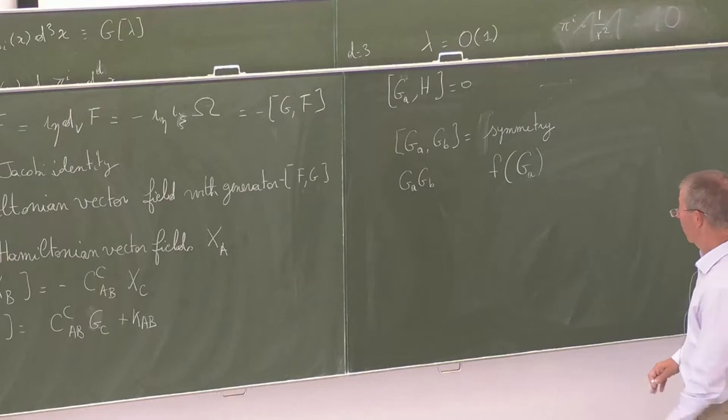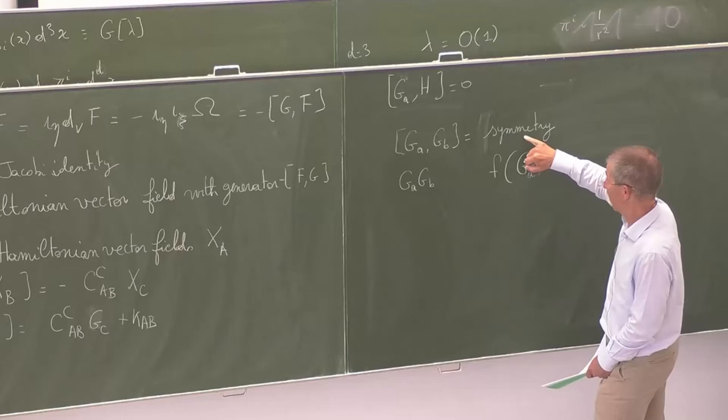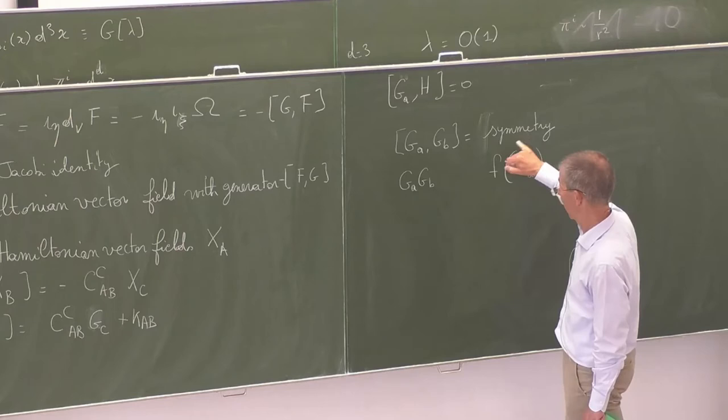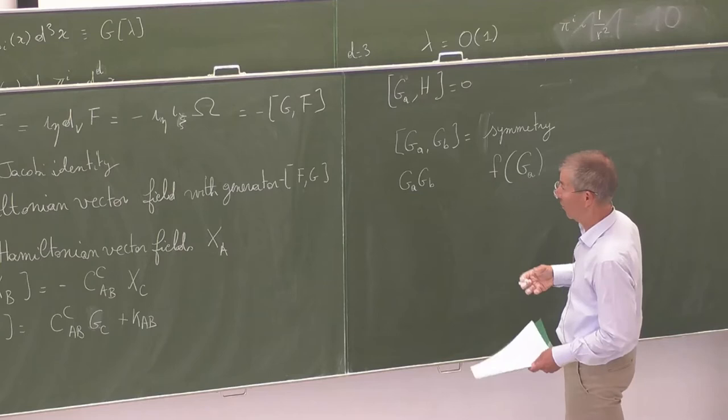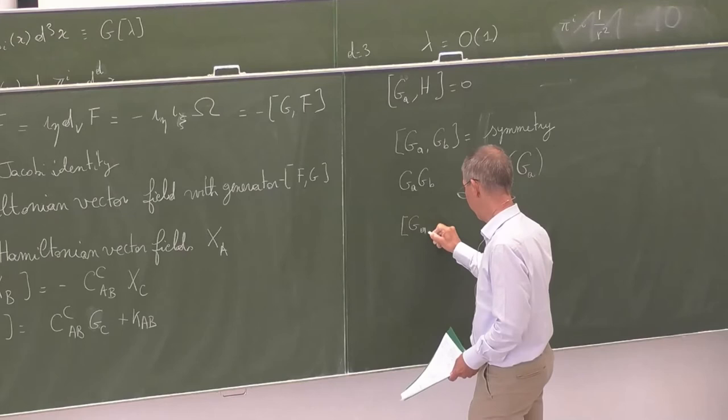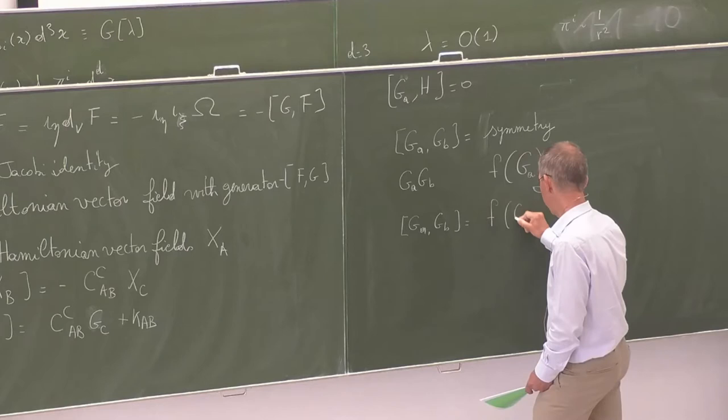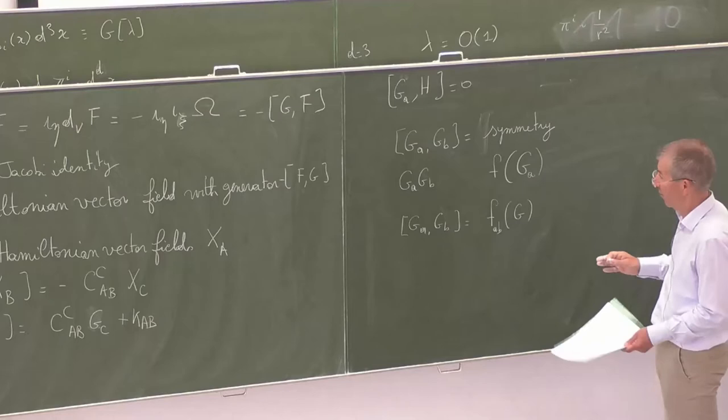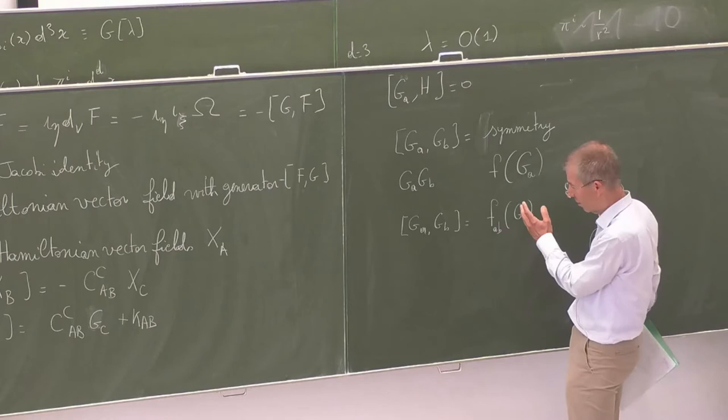So because of that, and because the bracket of two symmetry generators is a symmetry, what you know is that if you have found a complete set of constants of the motion, in general the bracket of two such constants of the motion will be a function of the constants of the motion. This is guaranteed if you have a complete set. Now, if you find something else here, it means that you forgot some constant of the motion and you have to add it to the set G_A.